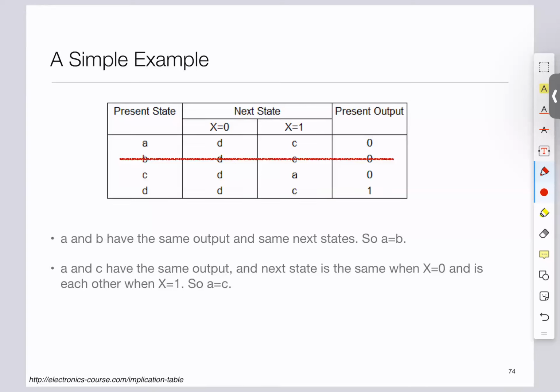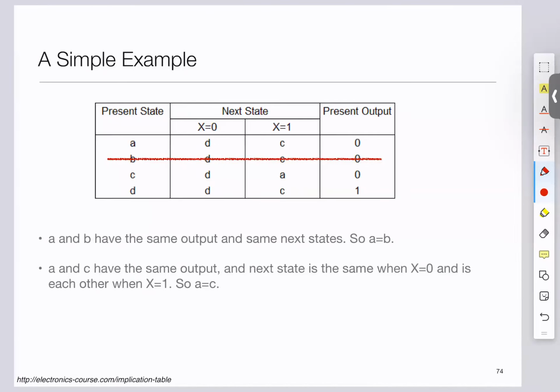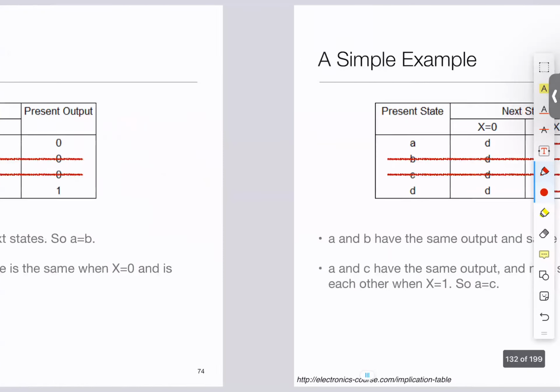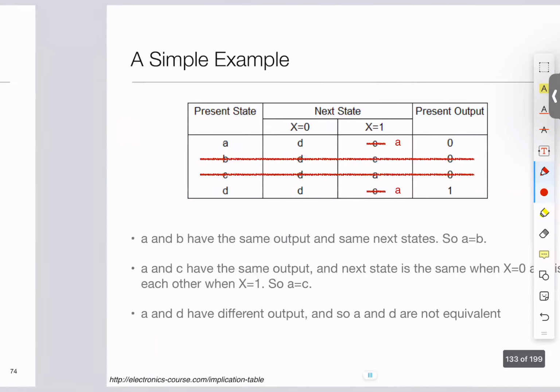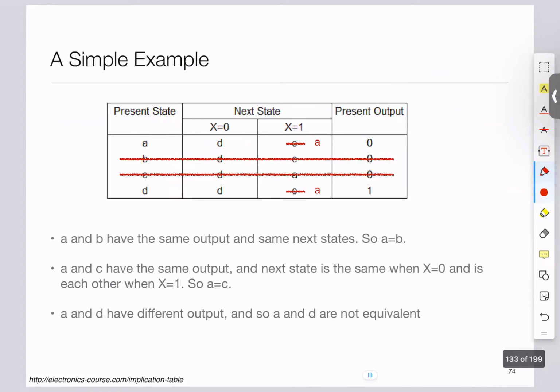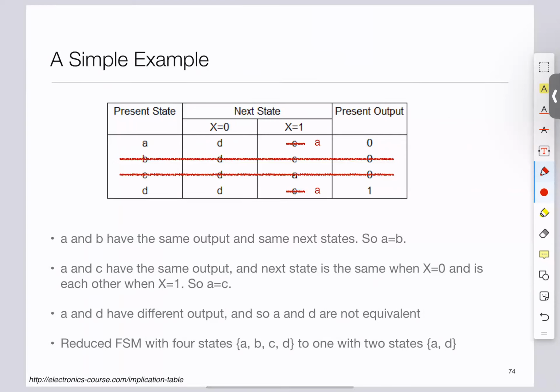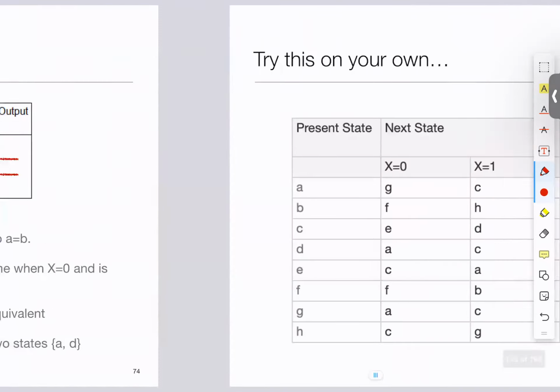For x equal to 0, they both go to D, so that's great. For x equal to 1, A goes to C and C goes to A. So we are saying A is equivalent to C if A is equivalent to C. That's self-consistent, and therefore A is equivalent to C. We eliminate that, and now we have our state machine, which basically has two states with a self loop and transitions going to each other. So what was a 4-state machine gets simplified into a 2-state machine.